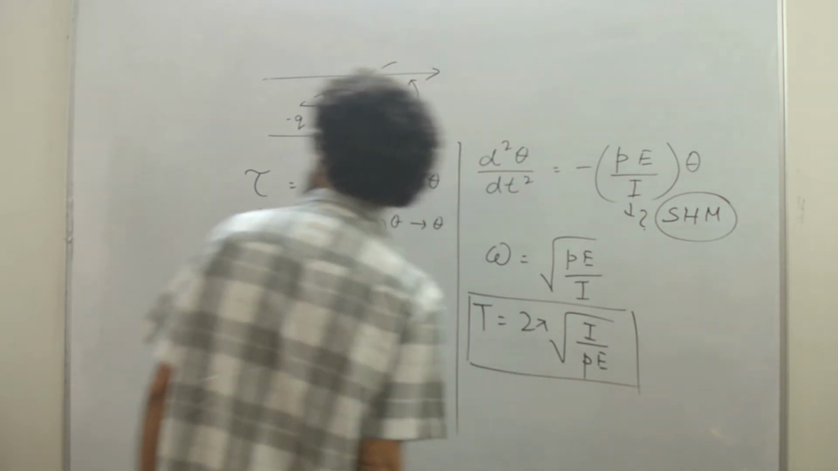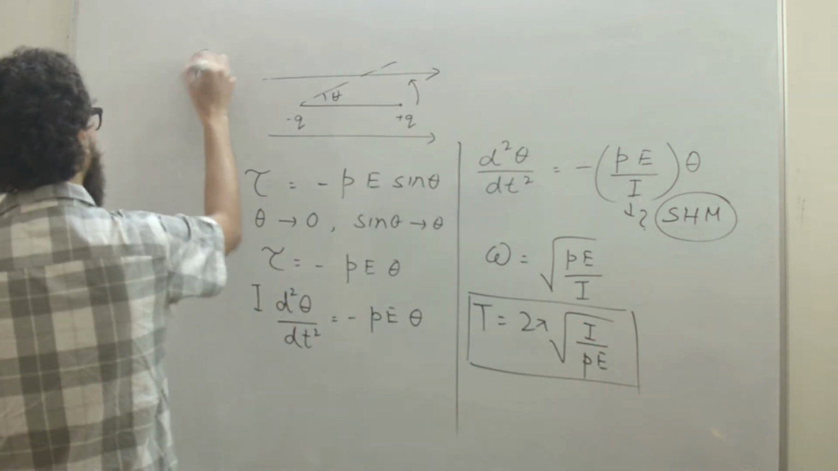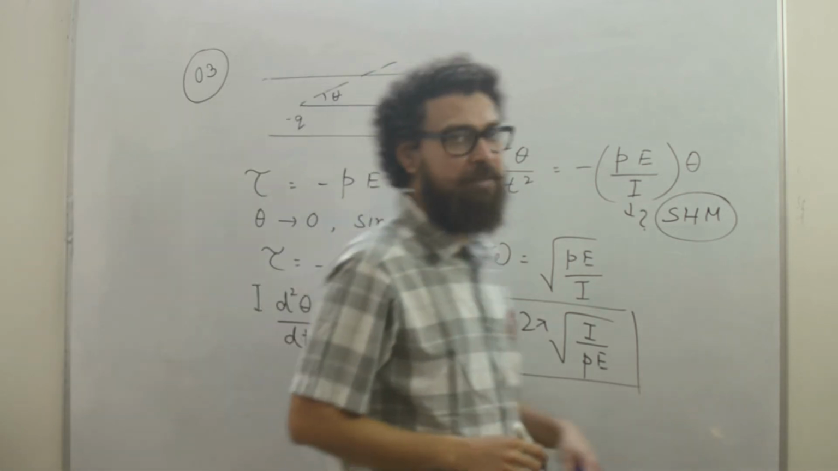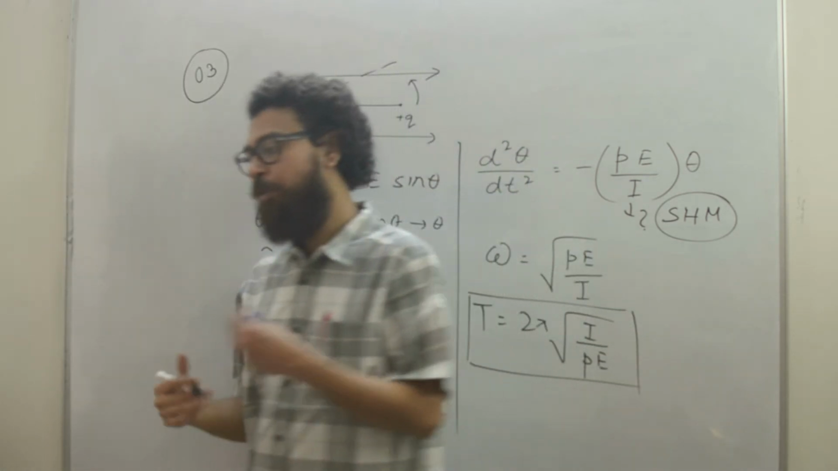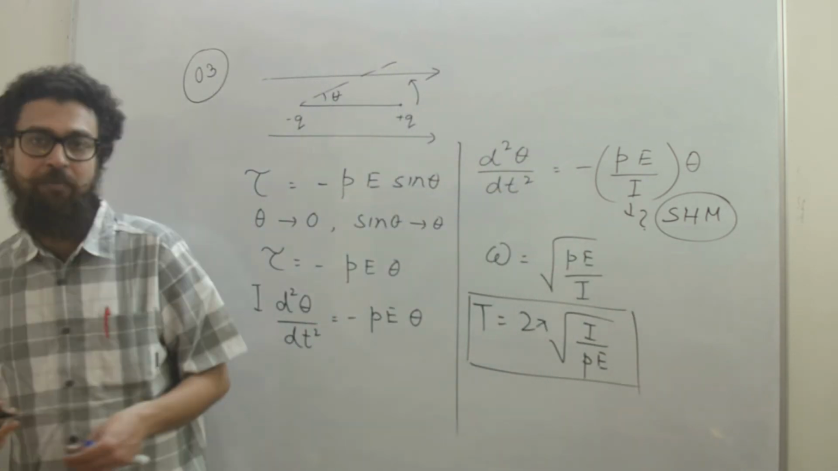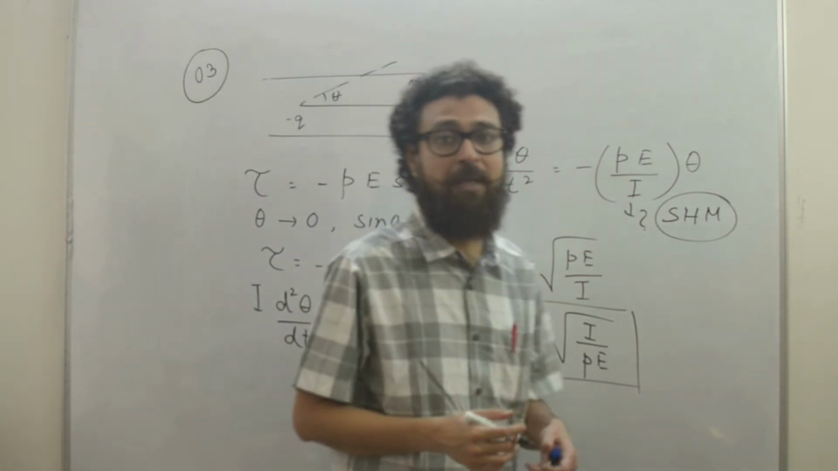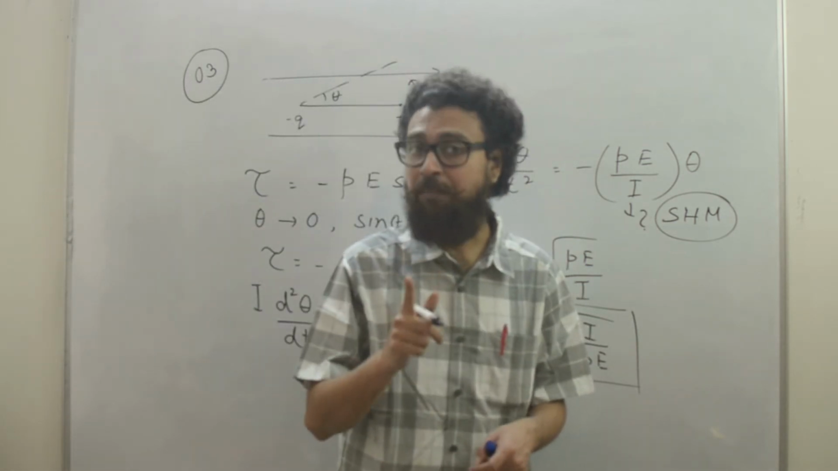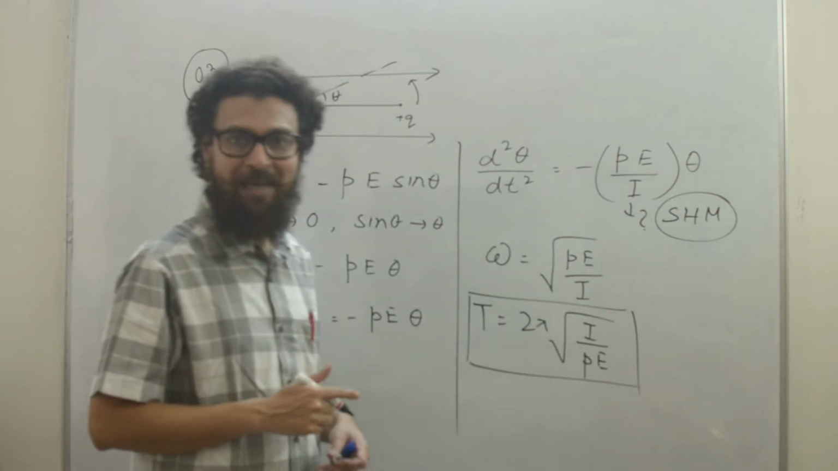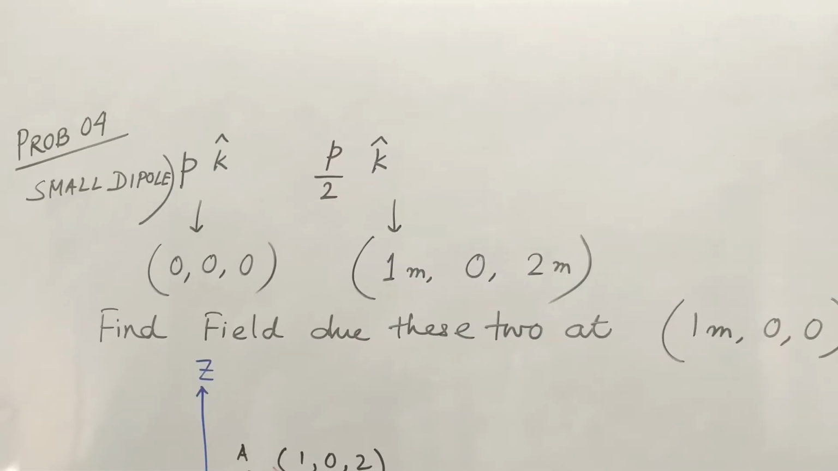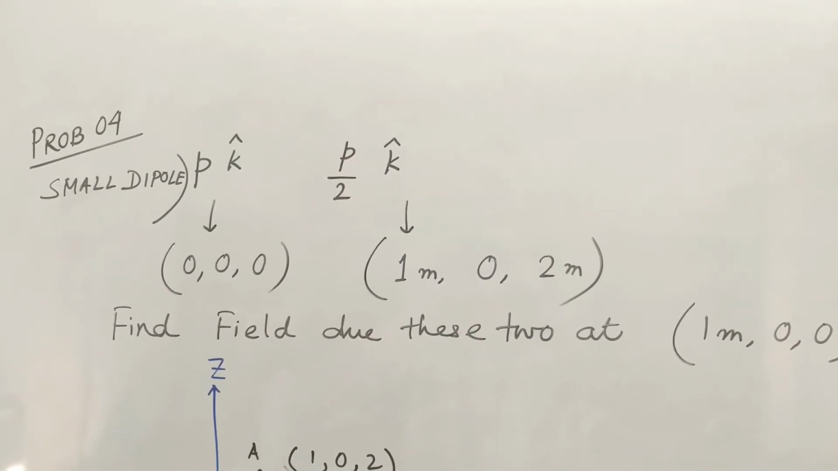So we have solved this problem 3, which dealt with the dipole and its motion, and how, if a small push is given to a dipole in a uniform electric field, it will exhibit simple harmonic motion.